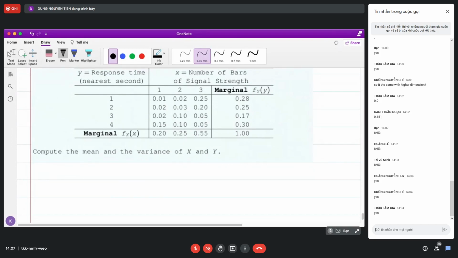What's the mean and the variance of x and y? In order to find the mean of x, you need to use the marginal distribution of x. So you come up with this one. Okay.